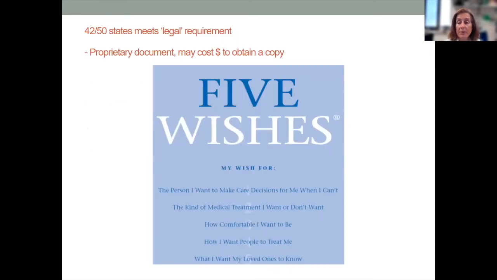This is the cover page for the 5 wishes document, and the 5 wishes are: the person I want to make decisions for me when I can't, the kind of medical treatment I want or don't want, how comfortable I want to be, how I want people to treat me, what I want my loved ones to know. This document is considered a legal document in most states, not all, but most. It is a proprietary document, and you can go online and order one. It will cost you some money to download or have it mailed to your home.